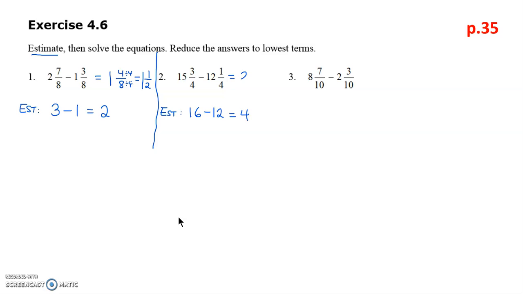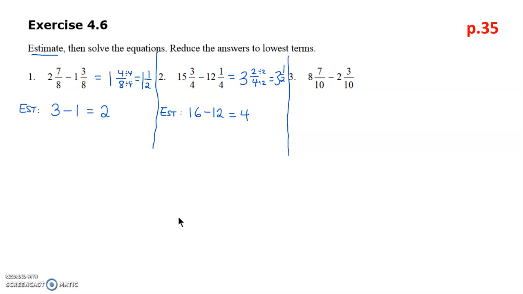15 minus 12 is 3. And 3 minus 1 is 2 out of 4, and it's the same as the previous one. We're going to get that reduced to half. So we'll have 3.5 as our actual answer.